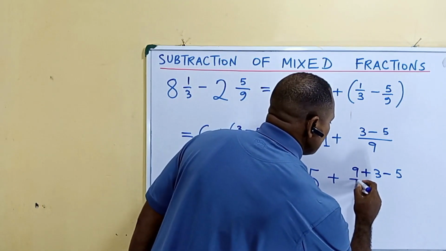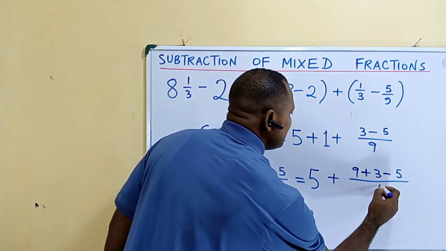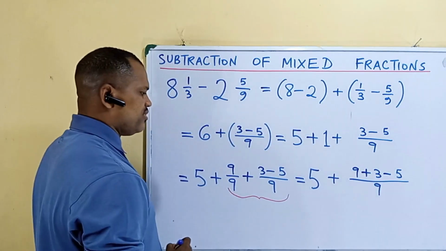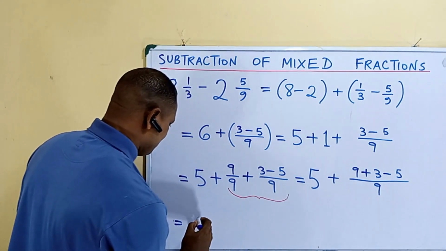Everything over 9, because it's 9, 9. So everything over 9. Beautiful. The next thing, this 5.